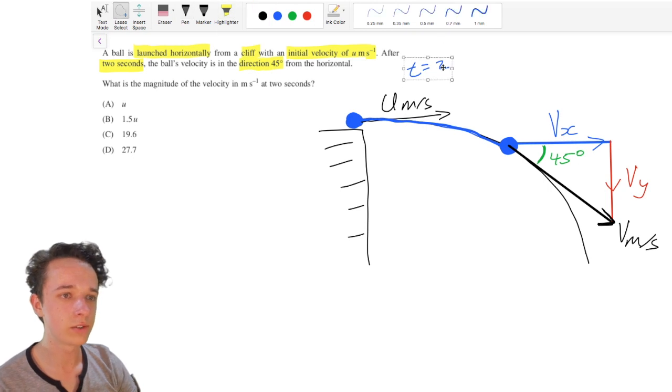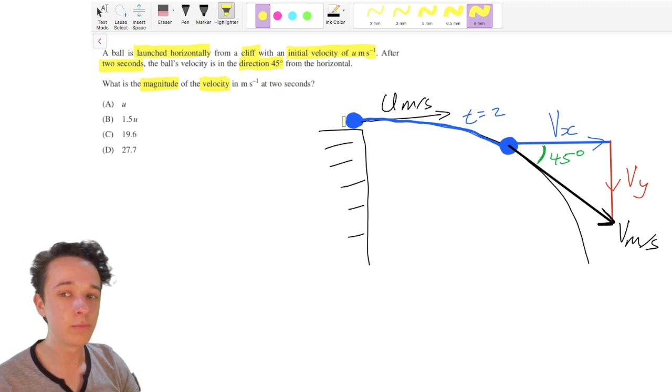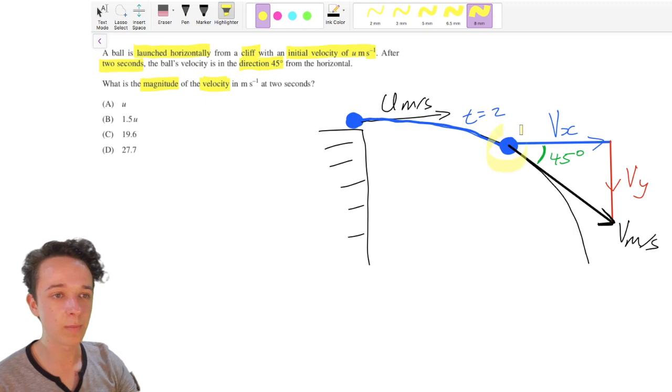And I'll move this t equals 2 back here. All right, so what is the magnitude of the velocity in meters per second at the projectile's position after 2 seconds has passed? So what's the magnitude of the velocity at this point here? We're trying to find this v.